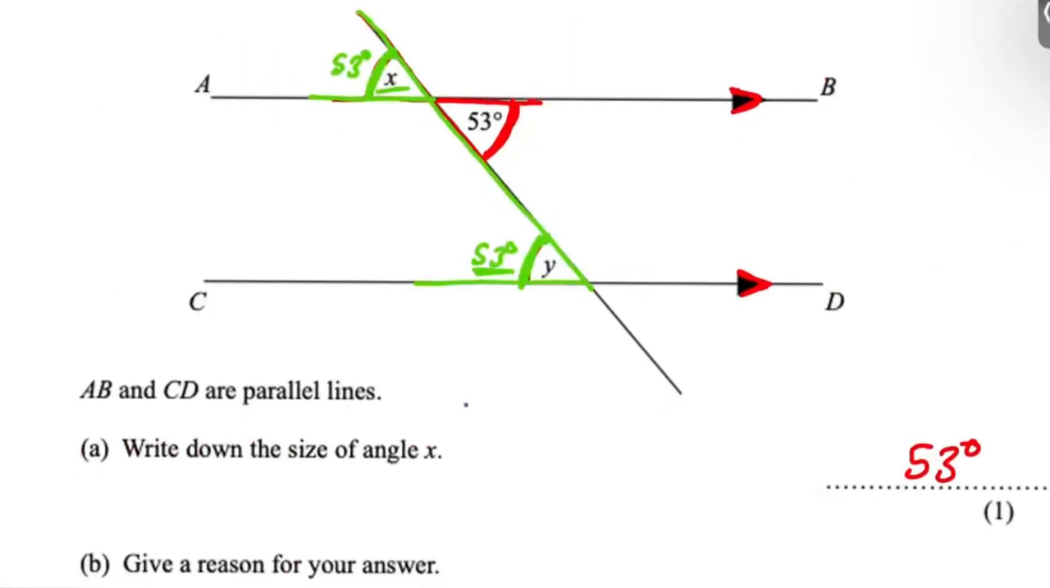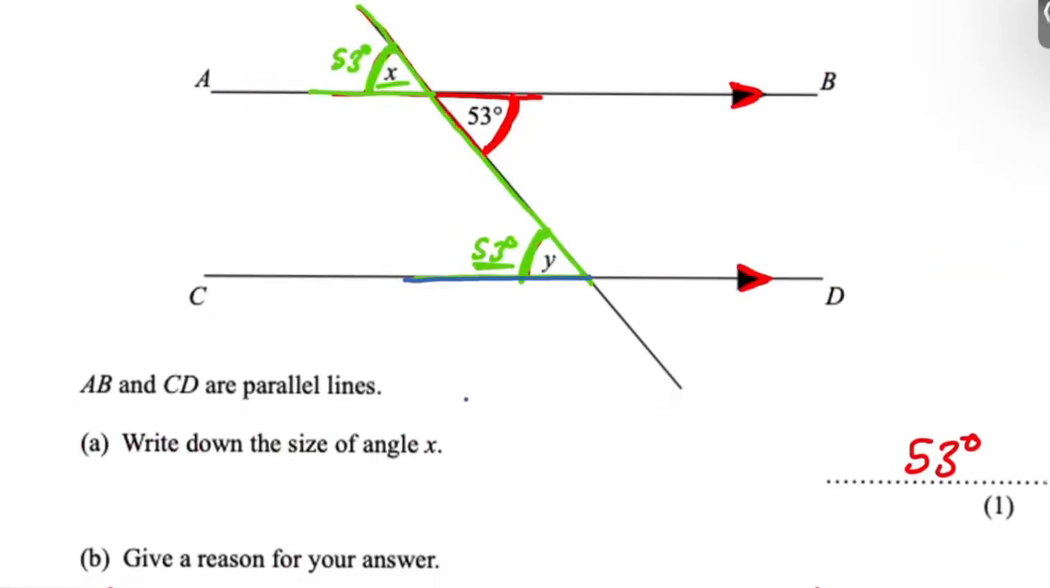So with y, you could have also drawn a shape like this. We can go like this, and we can form a z as well. We can form this z shape. And what does that z shape tell you? Z shape tells you alternate angles. And the angles which are within the z are going to be equal.